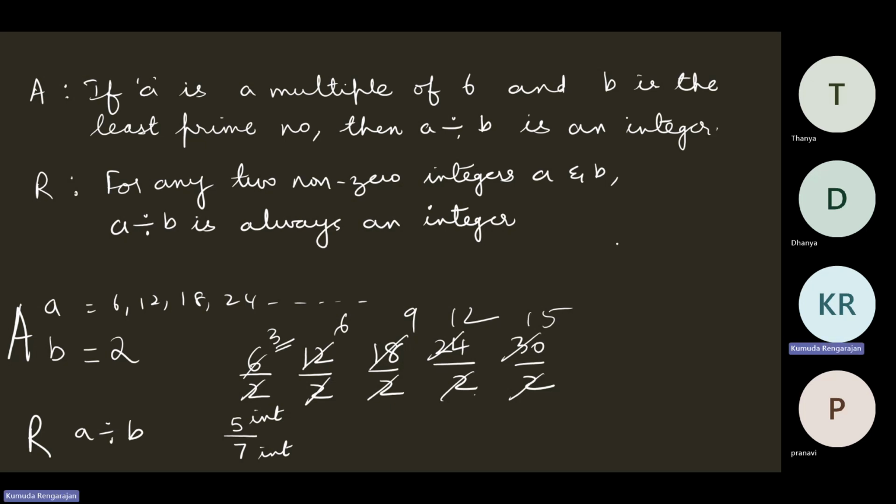It may be an integer, maybe. Sometimes, if you take the numerator integer as 14 and the denominator integer as 7, you get 2. The result is also an integer. But A divided by B need not always be an integer. It may be an integer, may not be an integer. So the reason is false. So assertion is true, reason false.